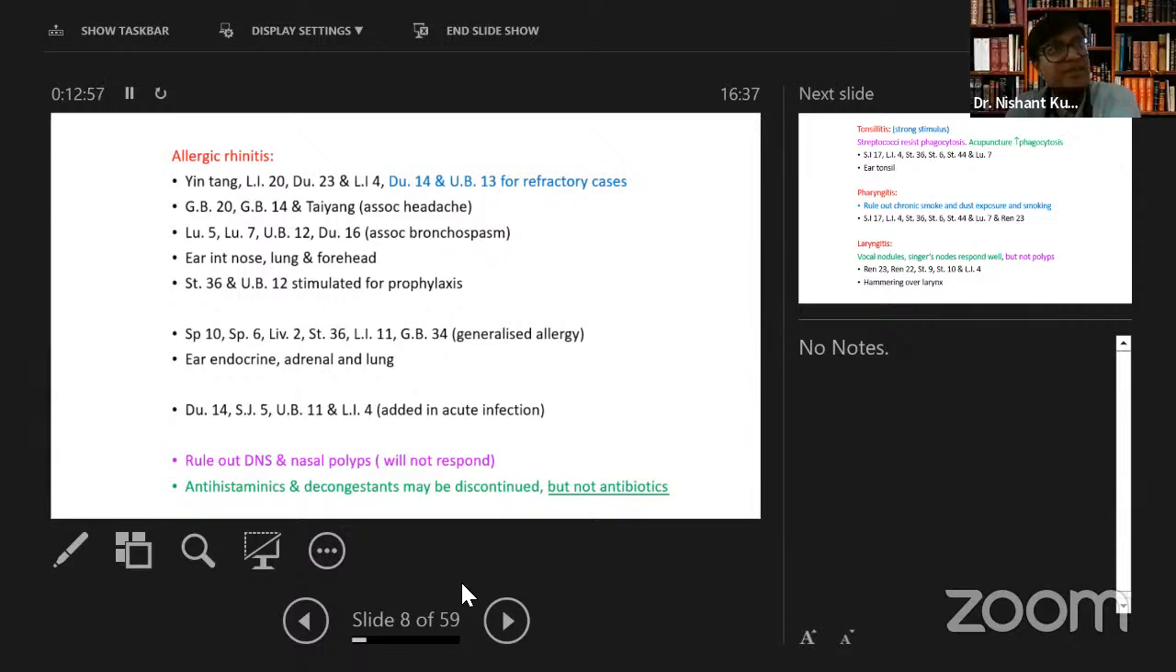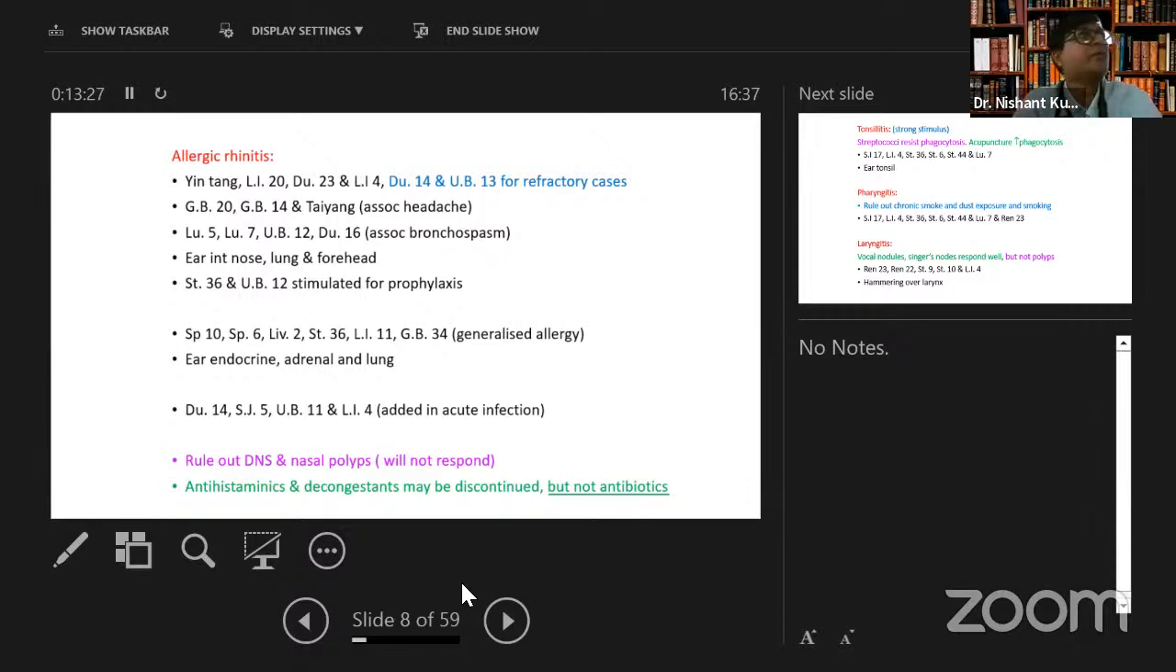Stomach 36, LI11, and GB34. You can use the endocrine point on the ear. You can use the adrenal point and the lung point. Right? In acute infection, you can add Du14, Sanjiao 5, UB11, and LI4. Now, if you see, most of these points are where your acupressure will also work.